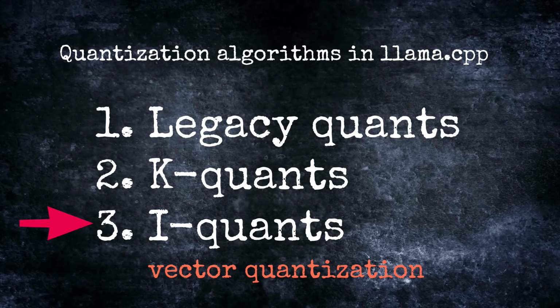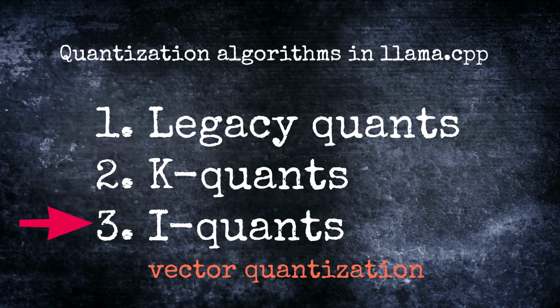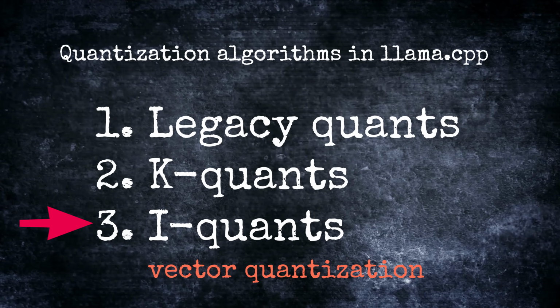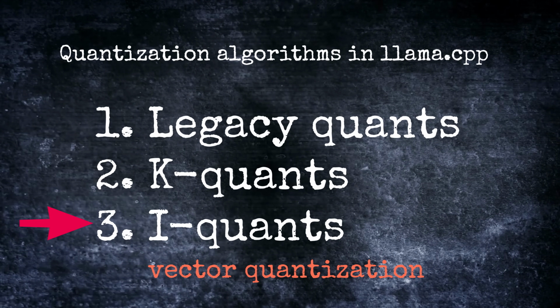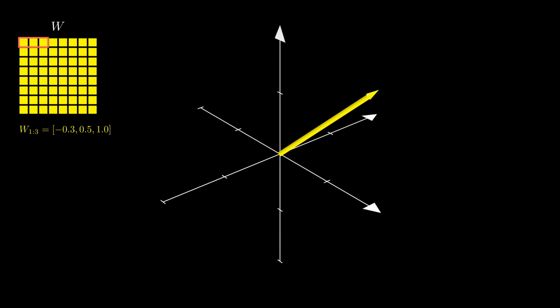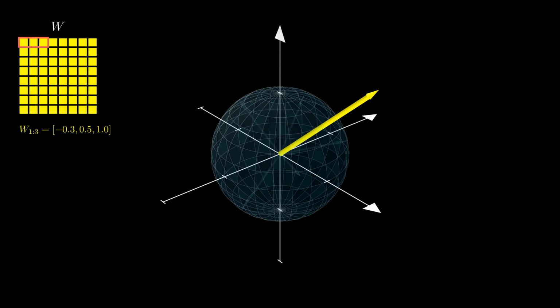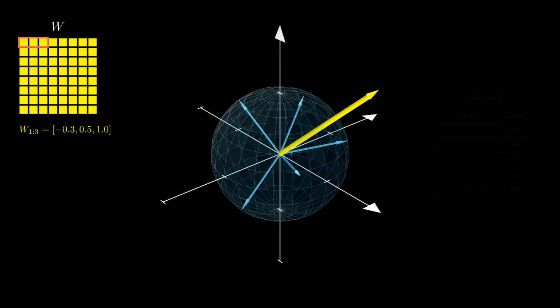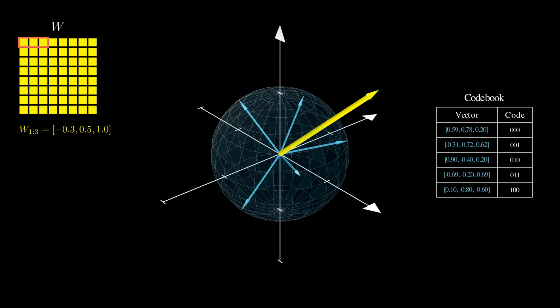This third generation of the llama.cpp quantization algorithm is quite a big conceptual departure from K-quants. I-quants interpret groups of weights as vectors in an n-dimensional space. For instance, let's look at a group of 3 weights. We can visualize it as a 3D vector where the weights are the xyz coordinates. In this space, we define a set of fixed reference vectors, the conceptual equivalent of integer bins used in legacy and K-quants. Reference vectors are stored in a codebook, which maps each vector to an arbitrary binary code.